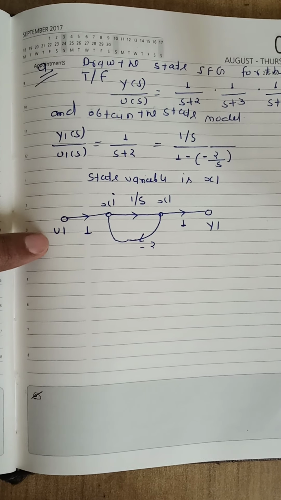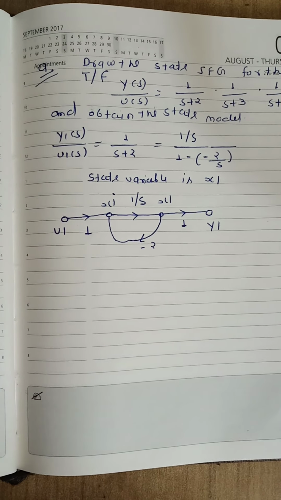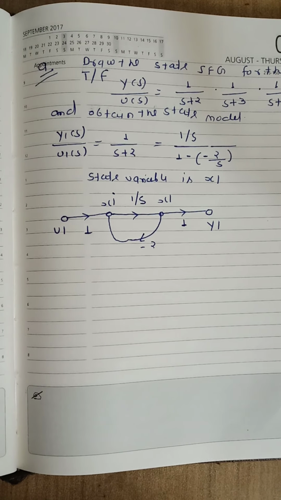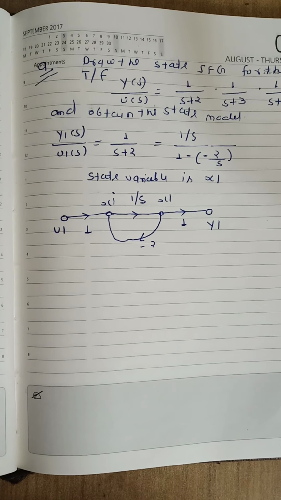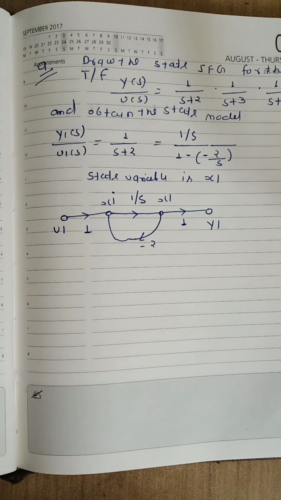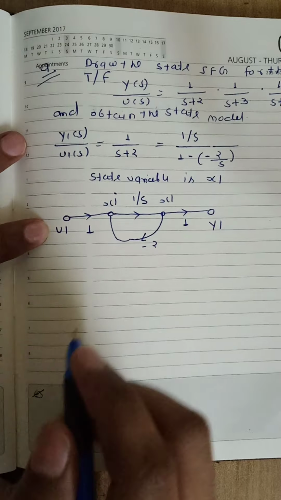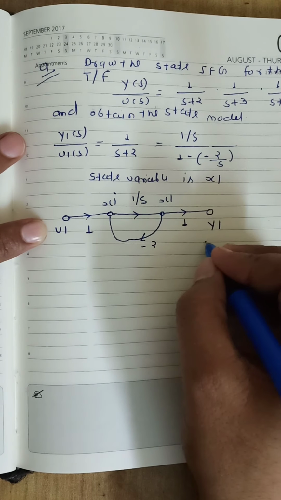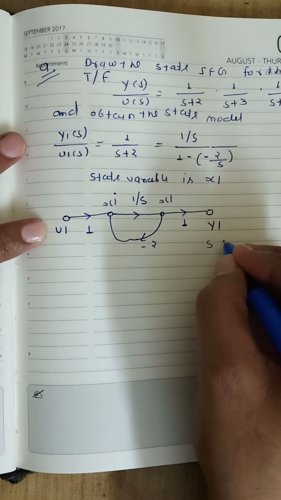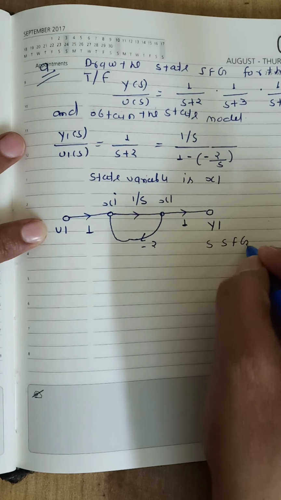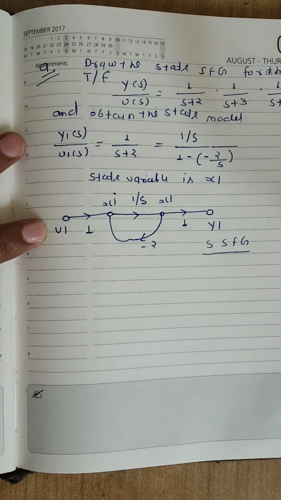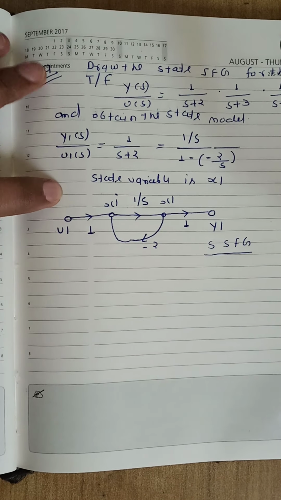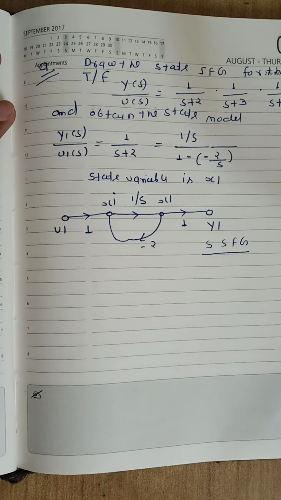So here we have only one forward path. That's why I am saying we consider del1 equal to 1. So forward path gain becomes 1 by s. So this is my state signal flow graph for the first transfer function, that means for 1 over s plus 2.